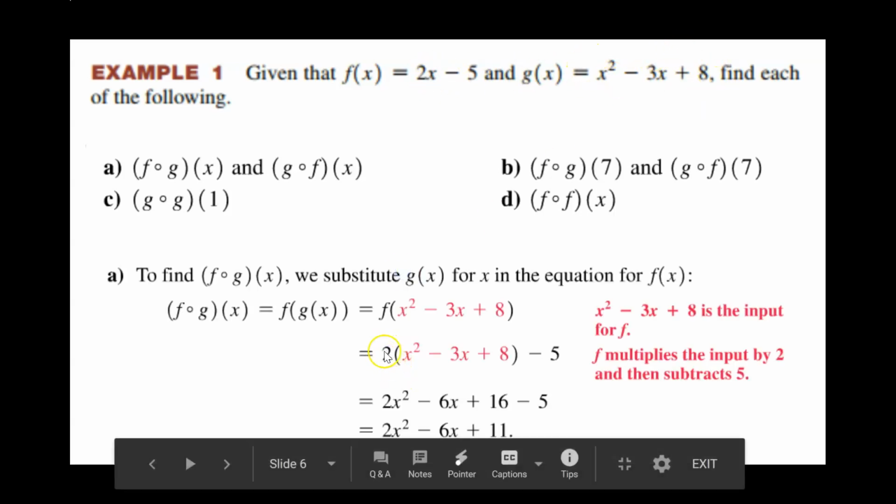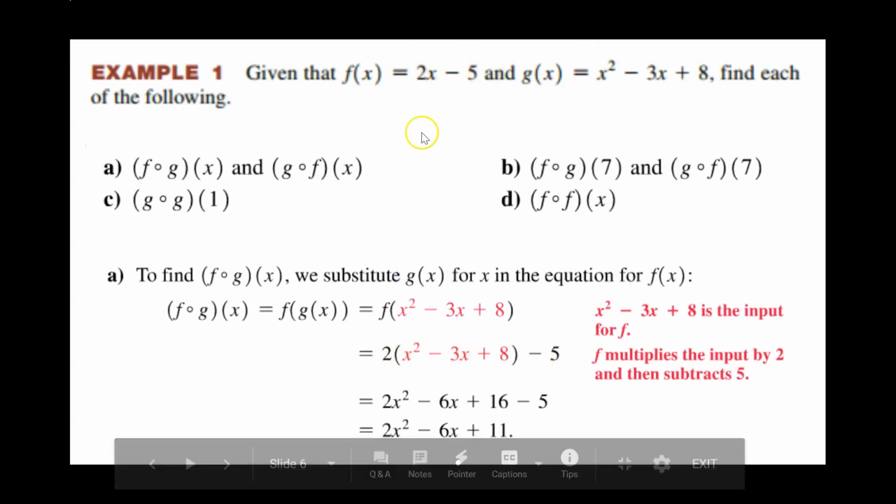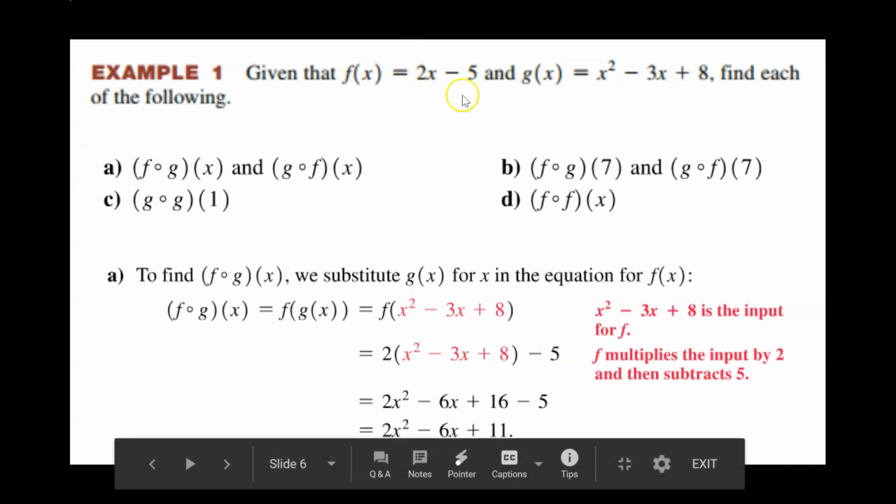So remember, this used to be 2x minus 5, just like we had up here. That's our main equation. But I took away this x and put in this whole expression of g. So now we're going to distribute. This 2 times the x squared gives us 2x squared. This 2 times the negative 3x gives us minus 6x. And then the 2 times the 8 gives us 16. Then minus 5. As soon as you distribute, you can drop the parentheses.